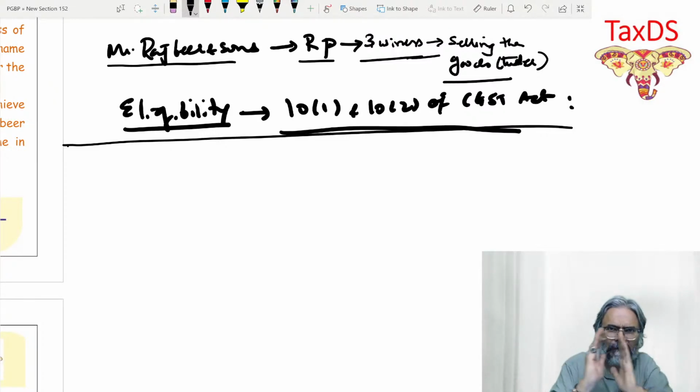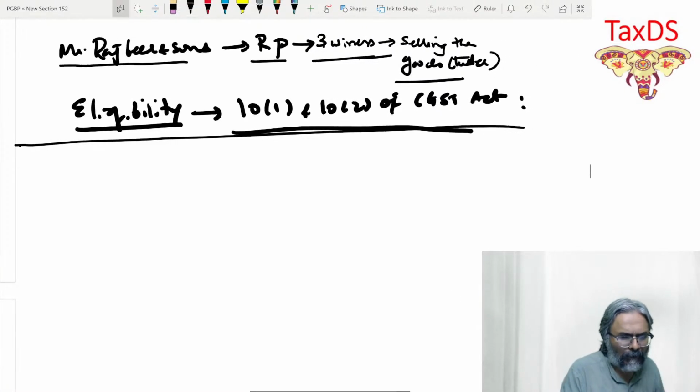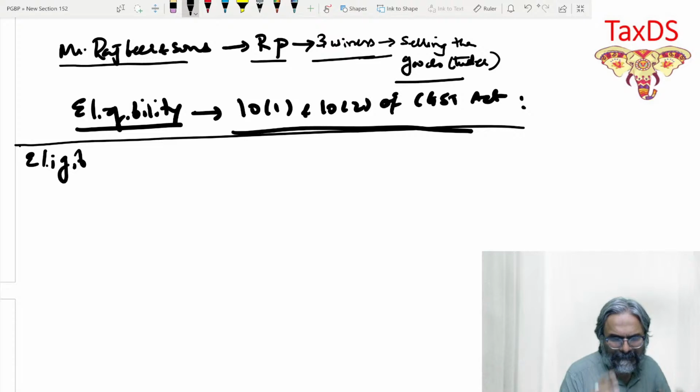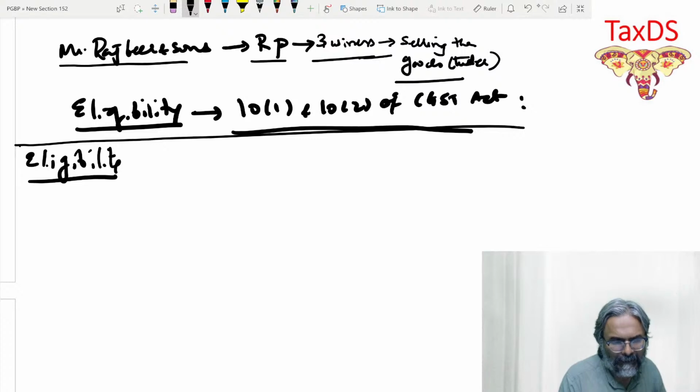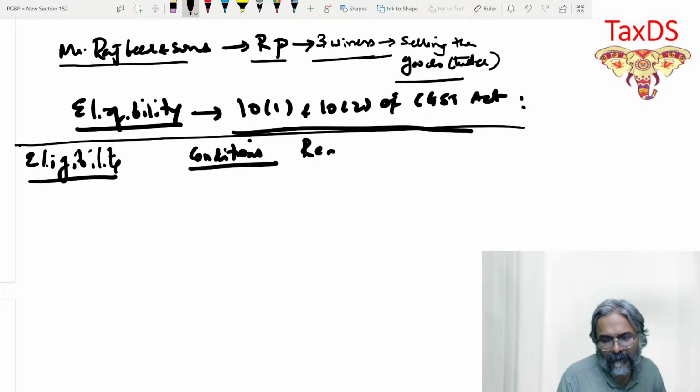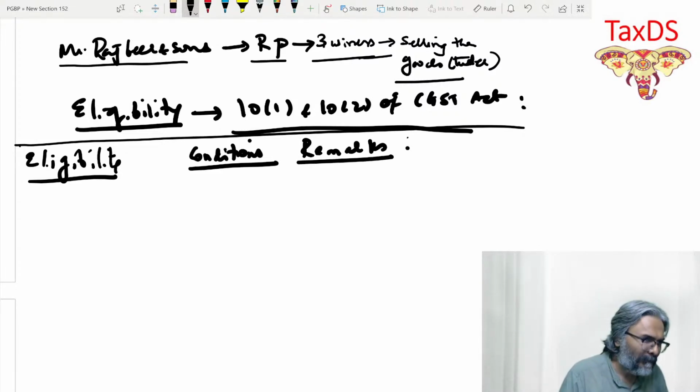Directly, you will make the 3 columns. And what are the 3 columns, students? The first 2 columns that you will prepare would be having less width: eligibility, and second one is the conditions. And the third one would require a larger width, which is remark. This remark would be the provision and the explanation.